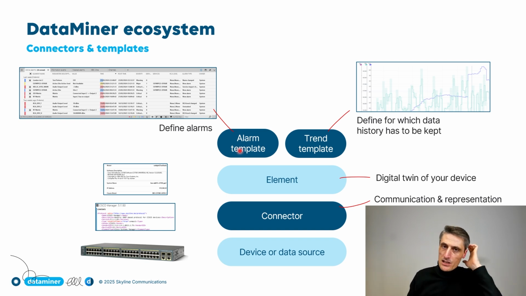So alarm templates is a flexible way of creating different alarm templates for different groups of elements. Same thing for a trend template. A trend template defines which parameters are being trended, typically like CPU, bandwidth, temperature, signal level, memory.